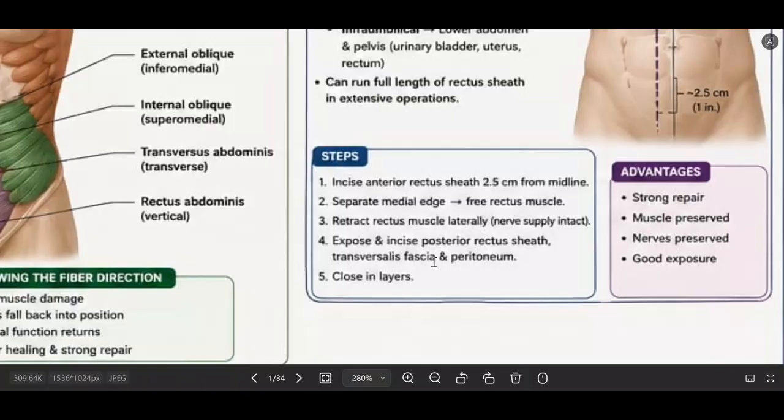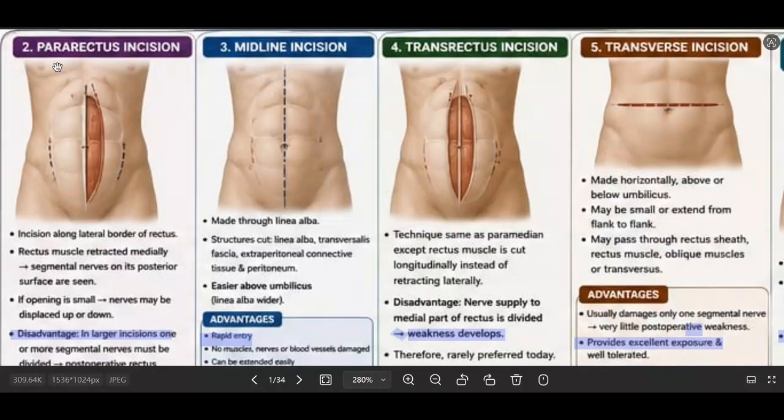layer by layer. That means first we will close the posterior sheath and peritoneum, then the transversalis fascia, then we will close the rectus sheath. Okay. Now, what are the advantages of performing paramedian incisions? In that case, there will be strong repair. The muscle and its function will be preserved, and the nerves will be preserved, most importantly, and there will be good cosmetic results.